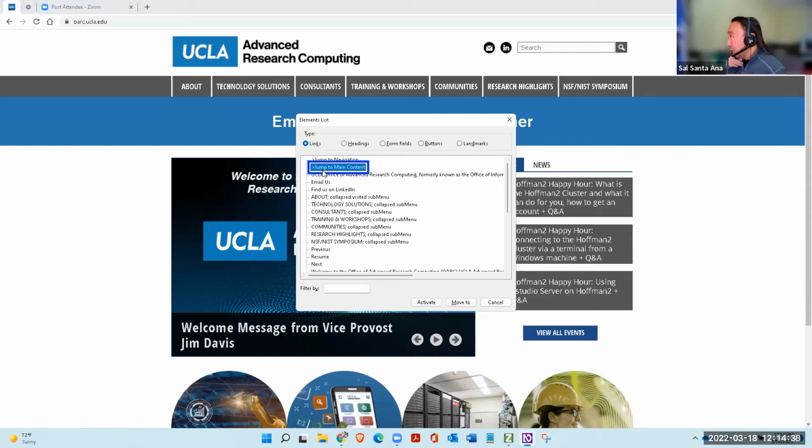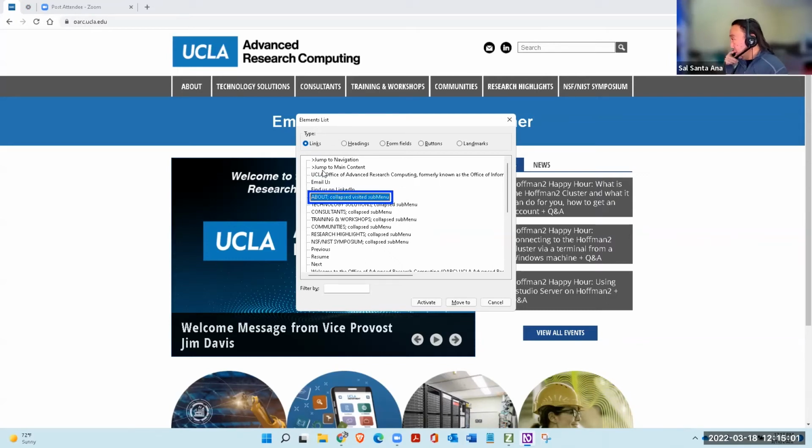All links on the page should make sense out of context because screen reader users would open this view and check what links are on the page and try to go to the link they want to go to directly. UCLA Office of Advanced email us 4 of 31 level 0. Find us on LinkedIn 5 of 31. About collapsed visited submenu 6 of 31.